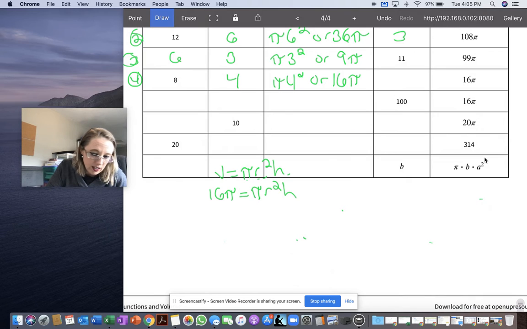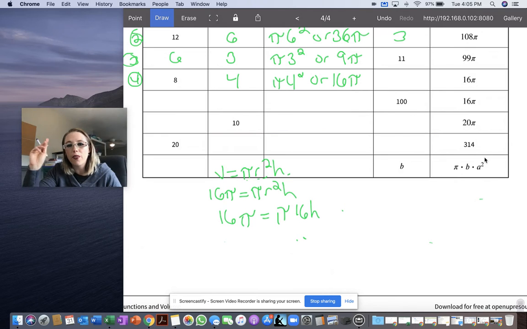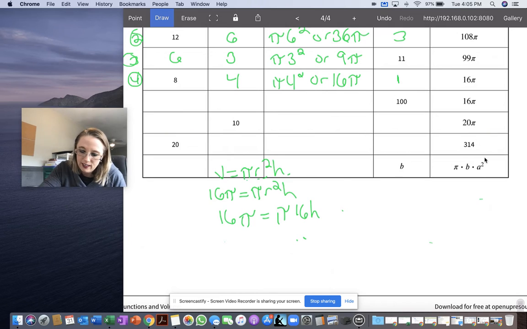So we have 16 pi equals pi times 16h. So at this point, there should be some obvious red flags going up. We shouldn't really have to solve any farther down because you know that your height is equal to your area, which means that your volume has to be 1. This is also what we saw in the very first problem that we did, okay?